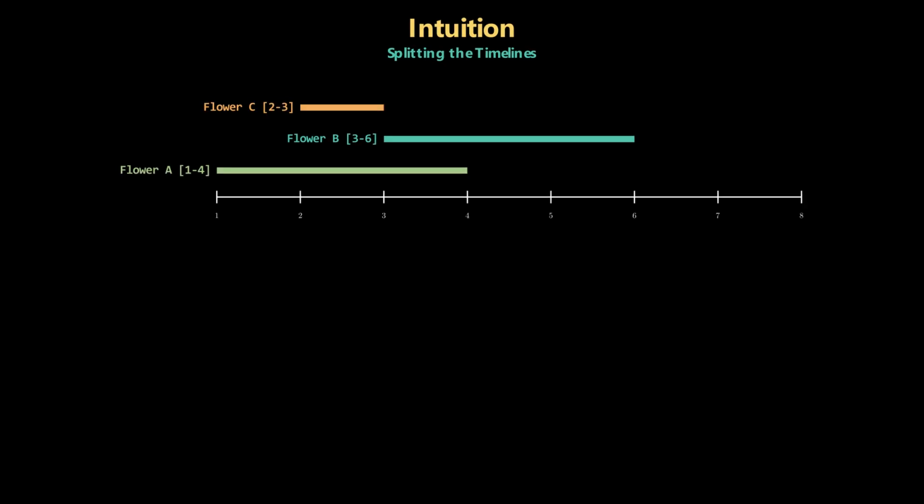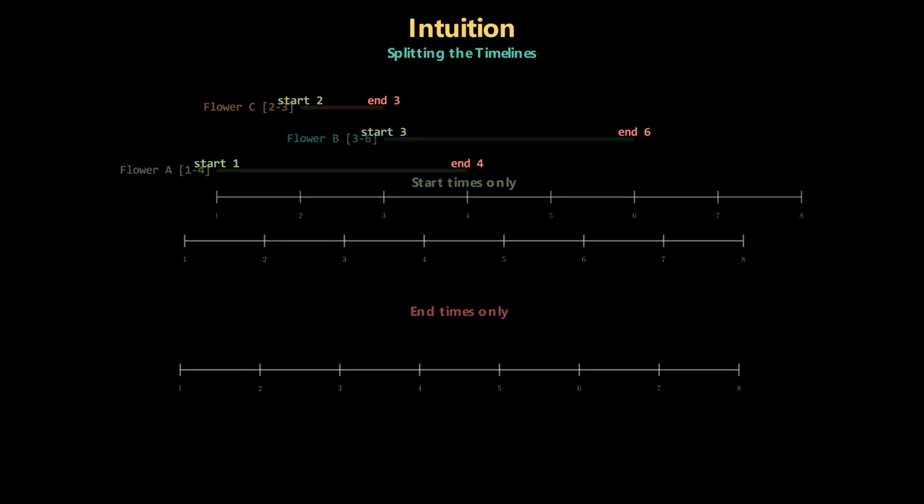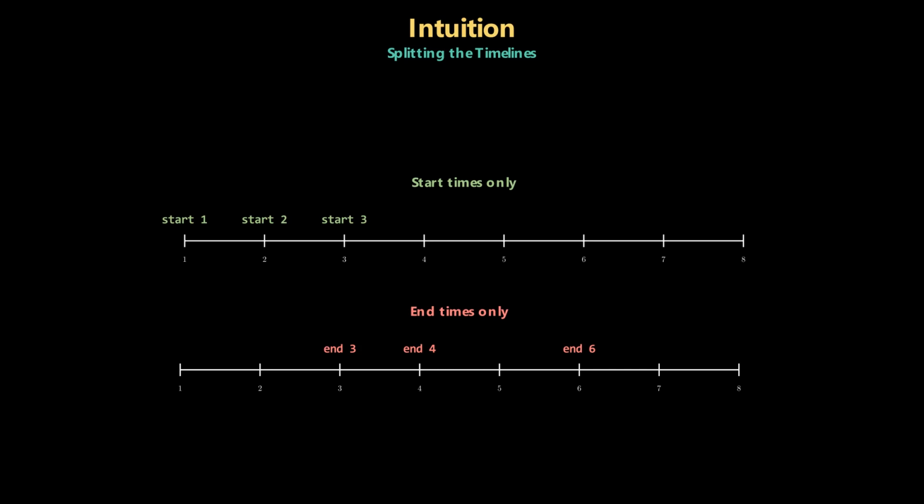This insight allows us to make a massive simplification. We can completely destroy the intervals. We don't care which specific flower belongs to which timeline anymore. Instead, we can separate the start events and the end events into 2 entirely independent lists.